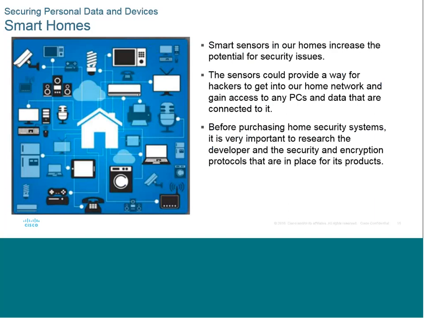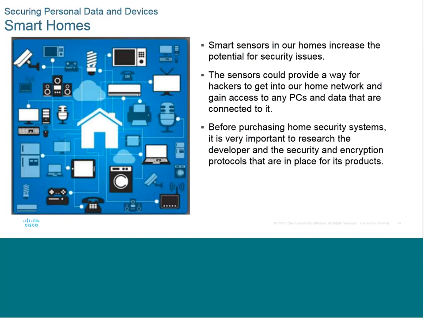Securing personal data and devices, like smart homes. Smart sensors in our home increase the potential for security issues, because if we have a smart home, then all the devices are connected to the internet and our data is moving over the internet all the time. Our devices are connected 24 by 7 to the internet. So we have to secure our smart home as well.